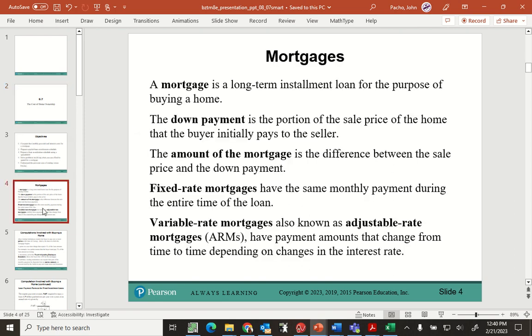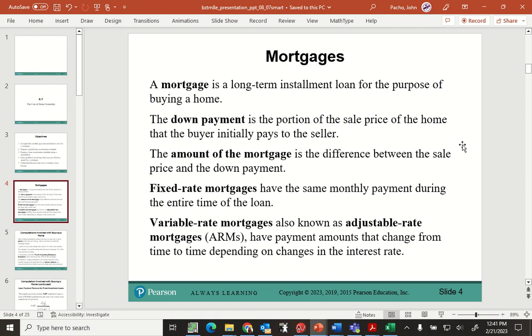Anyway, all right, cost of home ownership. What we're doing here is starting a mortgage, a long-term installment loan for the purpose of buying a home. Down payment is the portion of the sale price of the home that the buyer initially pays to the seller. The amount of the mortgage is the difference between the sale price and the down payment. A fixed mortgage rate means the same monthly payment during the entire time of the loan. Variable rate mortgages, known as adjustable rate mortgages, ARMs, have payment amounts that change from time to time depending on changes in the interest rate.